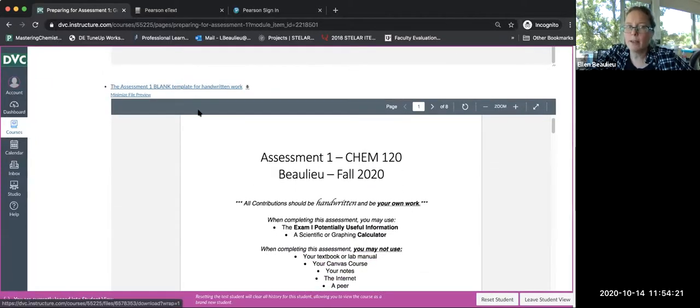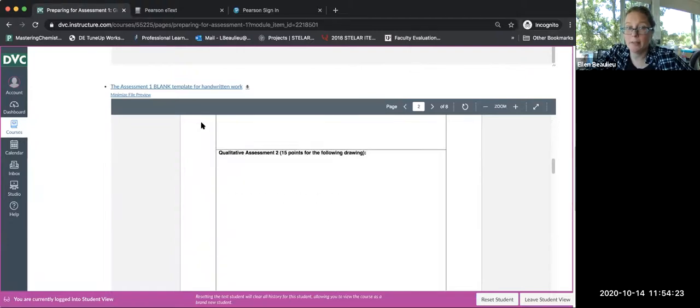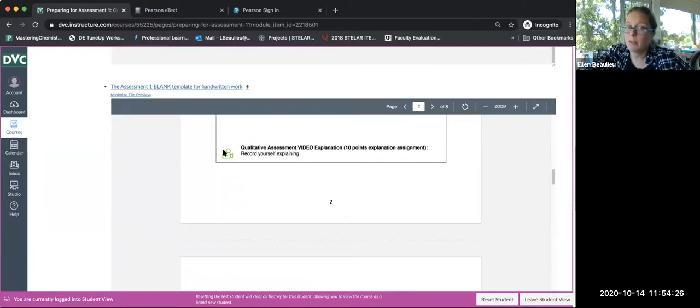You'll also be given a blank handwritten template. In that template, there's a little icon for everything that you're going to be recording yourself on. I ask you to put all of the recordings into a single recording. Don't make 2 or 3 separate recordings. Put them all in the same one.